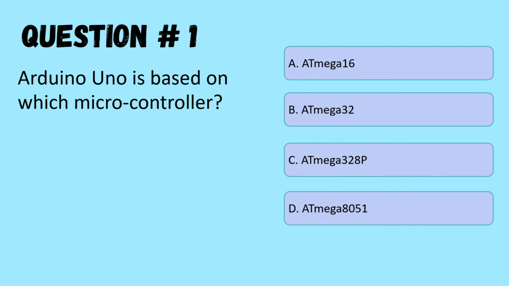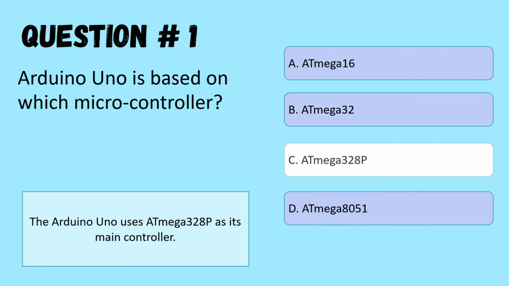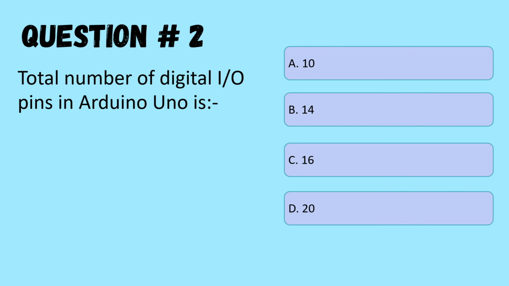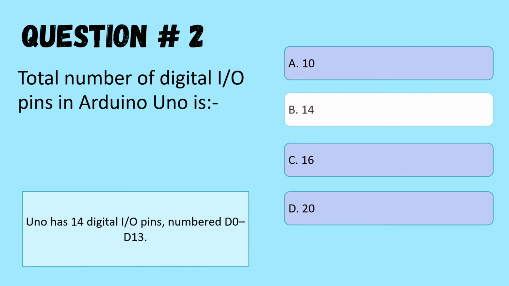So our first question is: Arduino Uno is based on which microcontroller? Options are ATmega16, ATmega32, ATmega328P, ATmega8515. So the correct option is option C, ATmega328P. So we are moving to the next question. Next question is: total number of digital input output pins in Arduino Uno is? Options are 10, 14, 16 or 20. So the correct option is option B, 14.